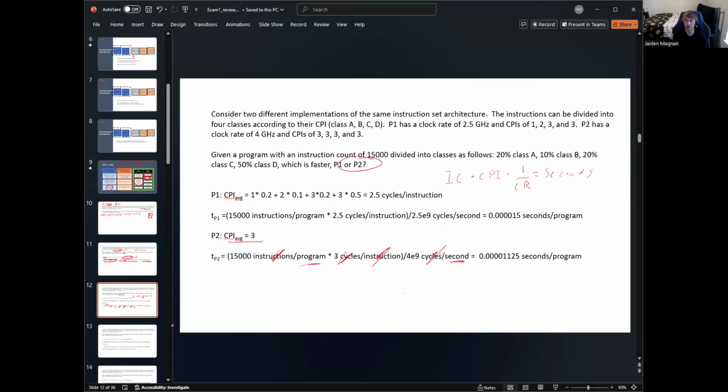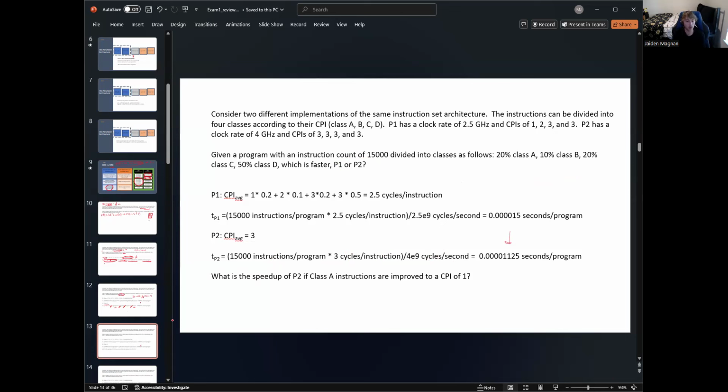And then whichever one the question asks, which is faster, well, this one's faster because it takes less time. Or this one takes less time, so it's faster. But yeah. So now you want to know what the speedup is of P2 if class A instructions are improved to a CPI of 1.